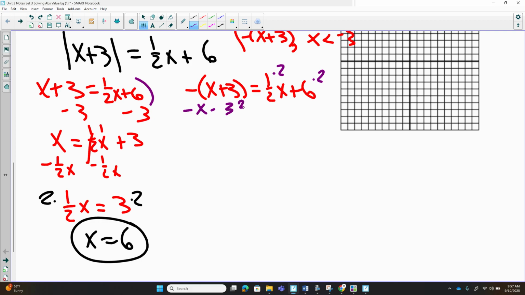And she went ahead and multiplied these by 2, got negative 2x minus 6 equals x plus 12. Now, you can do this in 2 steps. You can do it in 1 step, the double step. Okay, what would you do if you're working with her work?